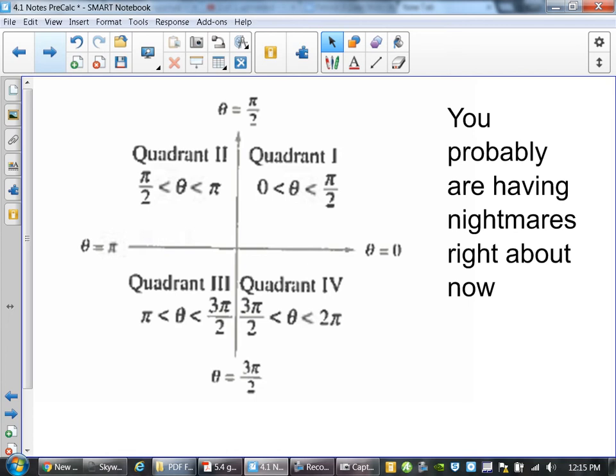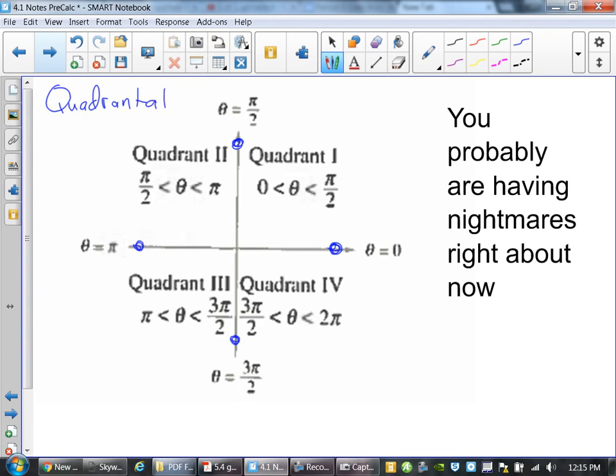So what happens here is that you've got these quadrants, and you also have what are called quadrantals. The quadrantals are when you land on an axis. The quadrantal occurs at 0, 90, 180, and 270, and obviously then 360. When you land on the axis, those are your quadrantals. You probably remember them as 0, pi over 2, pi, 3 pi over 2, and 2 pi. That's how those things work.